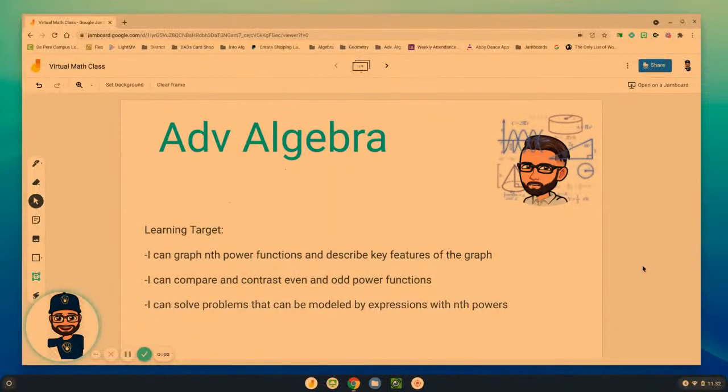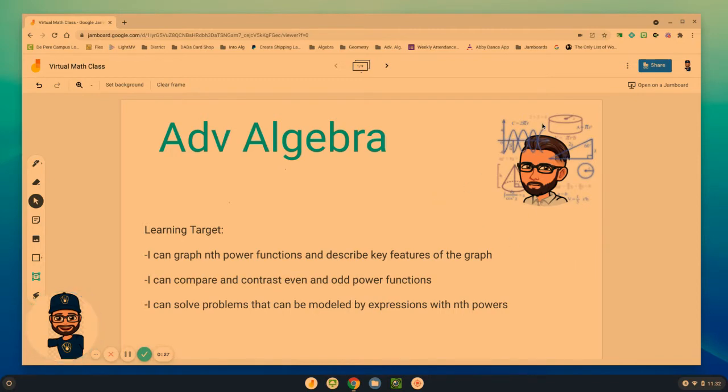Hello, advanced algebra students, and welcome back to our first video lesson for chapter 7 as we begin to explore the power function and the key features of power functions, the difference between even and odd power functions, and how do we use these in what we might call modeling them or real situations.